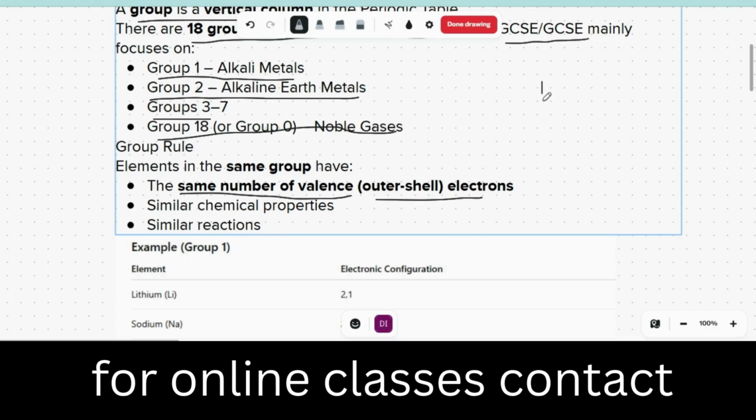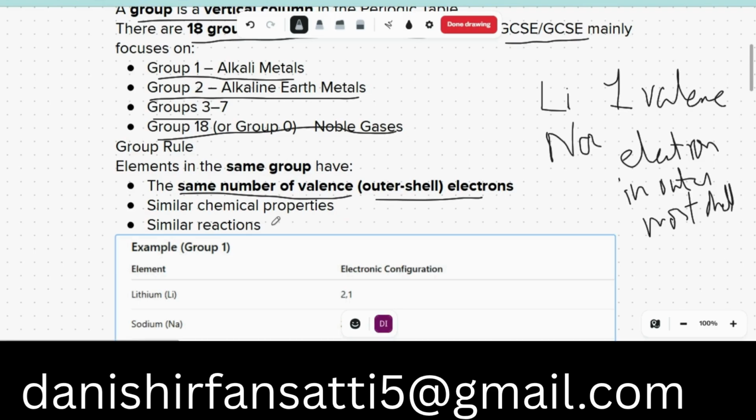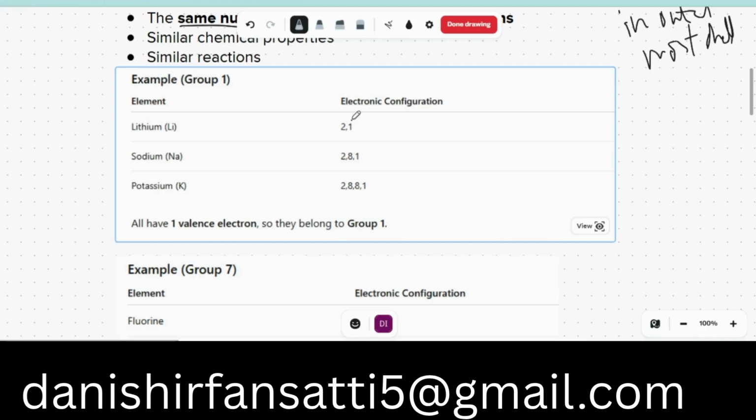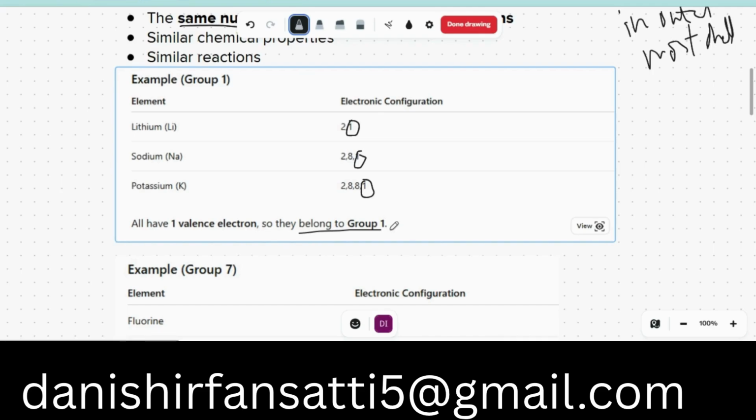For example, lithium and sodium both have one valence electron in the outermost shell. So they are in one group, whereas they are in different periods. Lithium has one electron in its outermost shell, sodium has one electron in its outermost shell, and potassium also has one electron in its outermost shell. So they all belong to group 1.